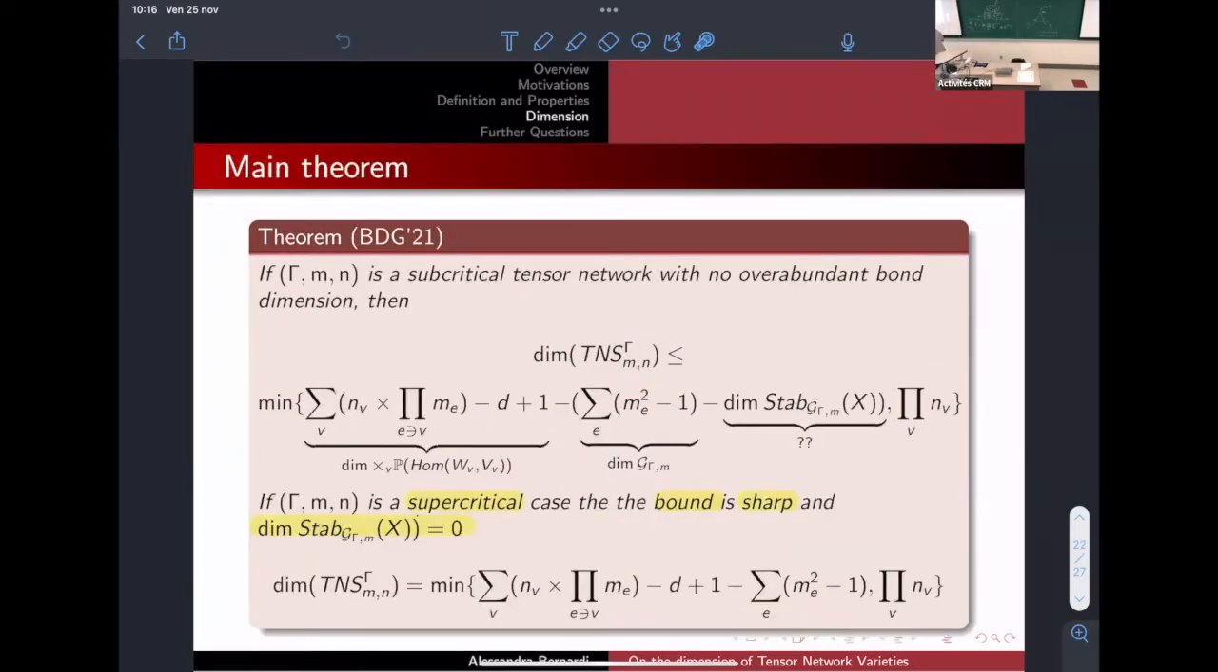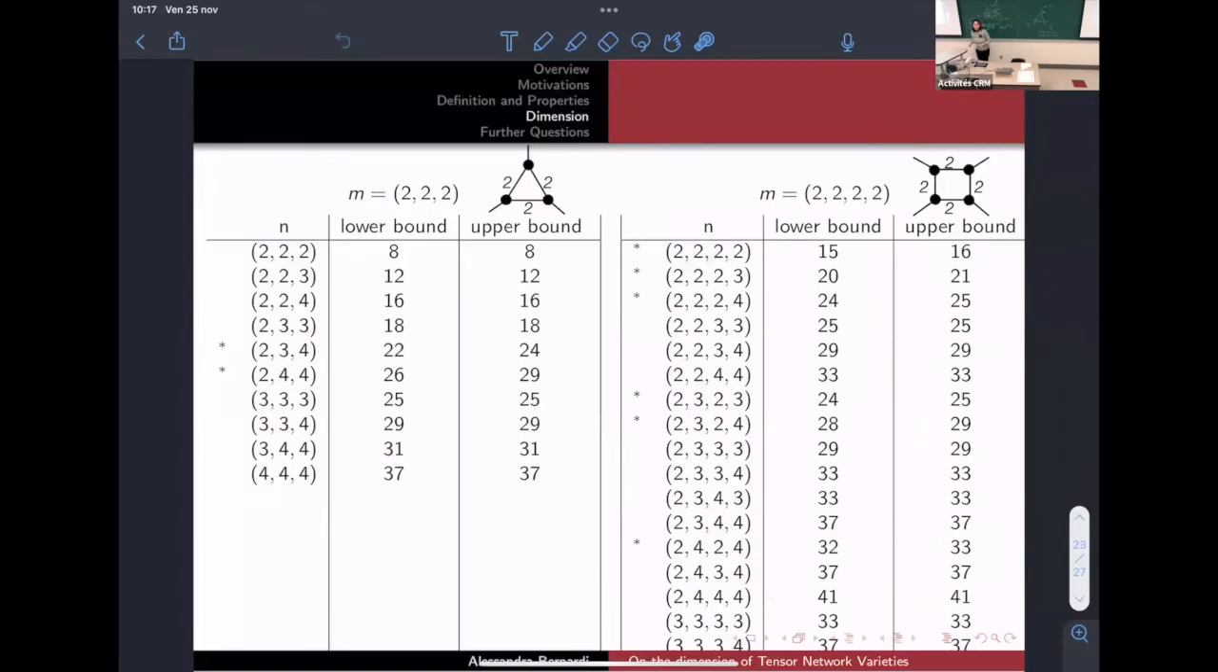Okay. And so what we could see is that, for the case of supercritical, with no overabundant bond dimension, we were not able to improve the statement that I already said. So we really don't see if there's something in the fiber, nor were we able even to compute the stabilizer. But we were able to study better the supercritical case. So for this supercritical case, the bound that we gave is sharp, and the dimension of the stabilizer is 0. So for the graph where you have supercritical vertices and that's it, the stabilizer is 0. And also this bound is really sharp. So it's attained.